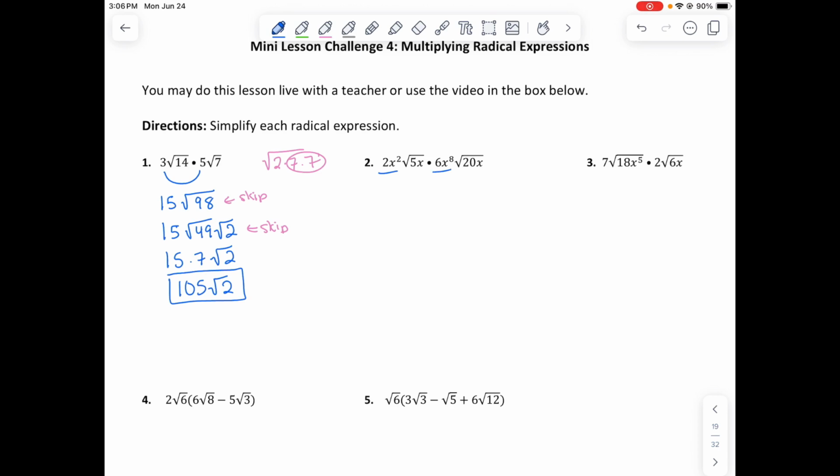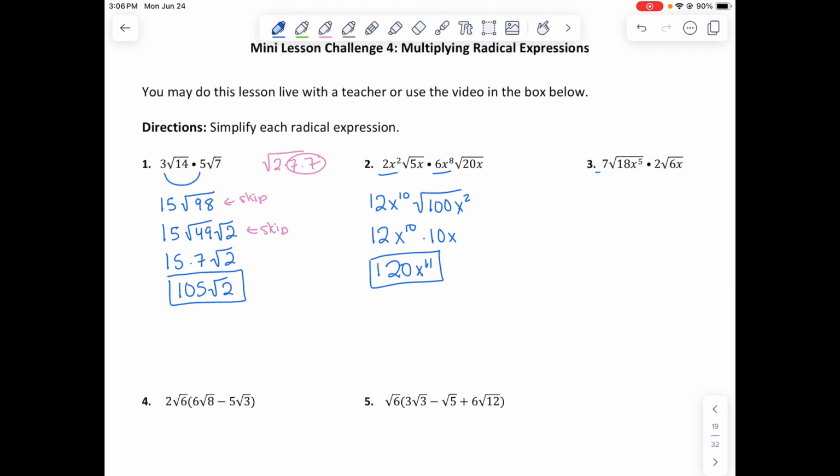In the next problem, I will multiply my coefficients at the start, so I will get 12x to the 10th. And then in my square root, I have 5 times 20, which is 100, and x times x, which is x squared. 100 is a perfect square, and x squared is a perfect square. So I'll write my in-between step, 12x to the 10th times 10x, and that gives me 120x to the 11th as my answer here.